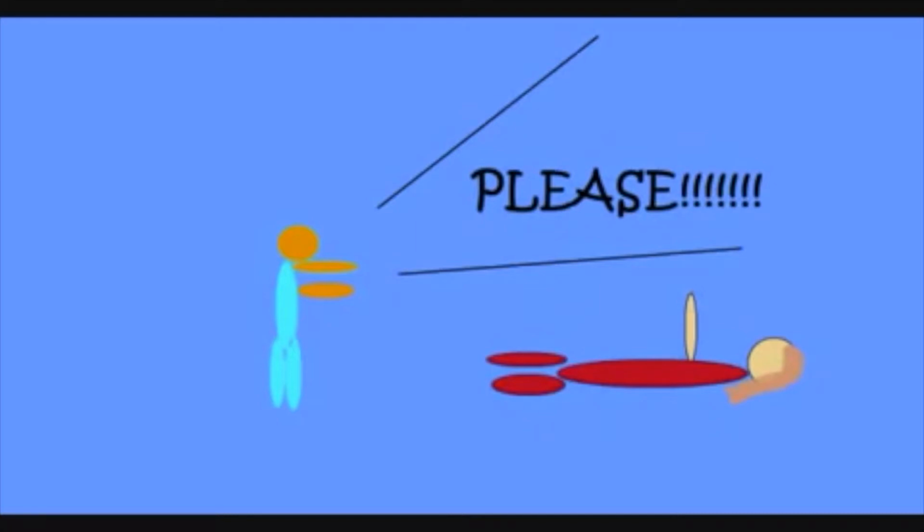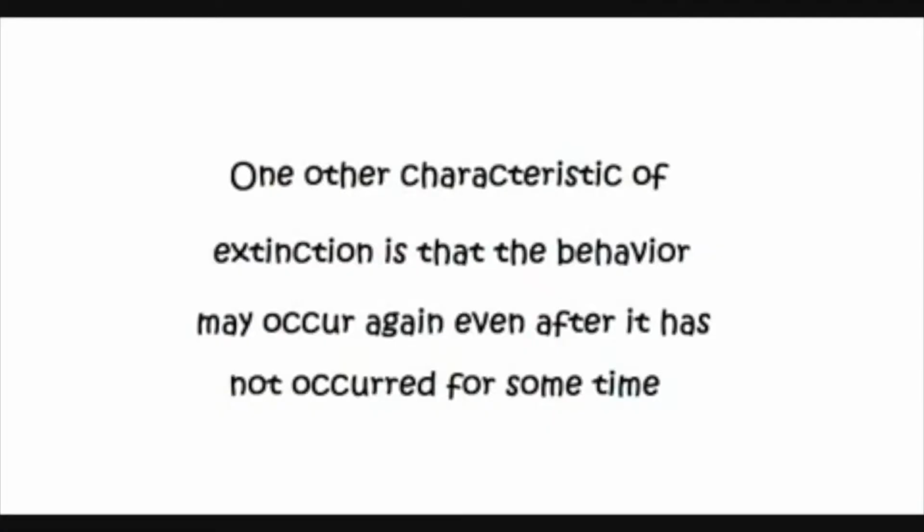For example, when Sam's mom does not give the cookie to him, his begging and pleading increases for a brief period of time. One other characteristic of extinction is that the behavior may occur again even after it has not occurred for some time. This is what we call spontaneous recovery. Although Sam may have stopped his cookie asking, he would ask once in a while just to see if his mom would give him one. If Sam's mom were to give him a cookie at that moment, the behavior of cookie asking will increase in the future and would no longer be considered extinction.